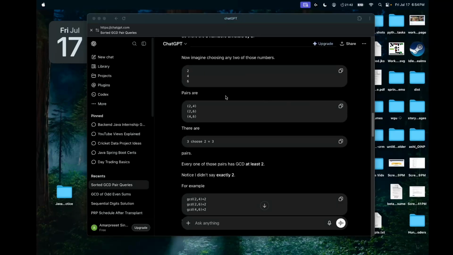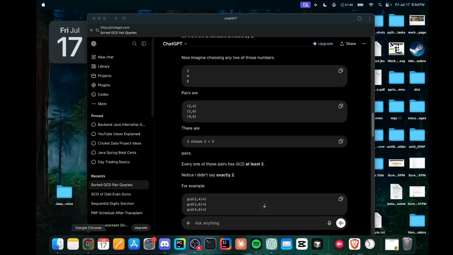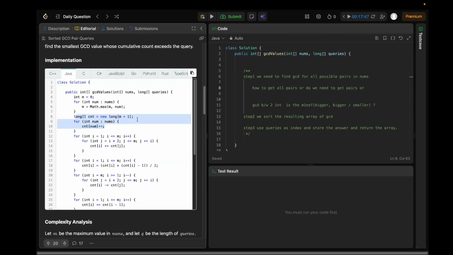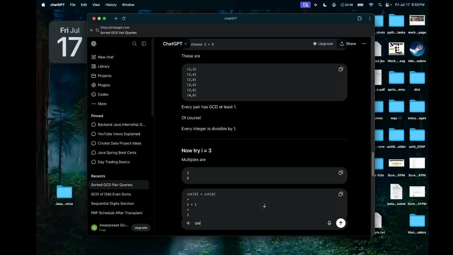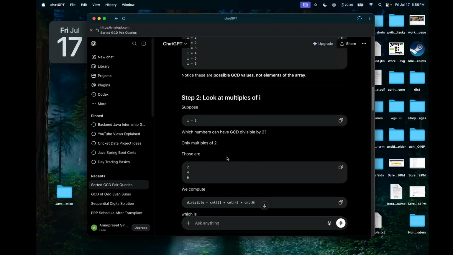Okay, let's look at the code again and try to see. We have the max value, we have the resulting array, we create a frequency array, and for I equals 1, I less than or equal to m, I plus plus. For j equals I star 2, j must be less than or equal to m, and j plus equals I. How does this make sense? For I equals 1, I must be less than or equal to m.